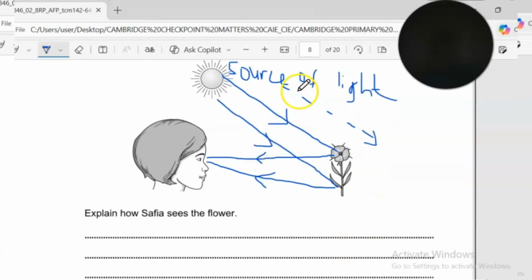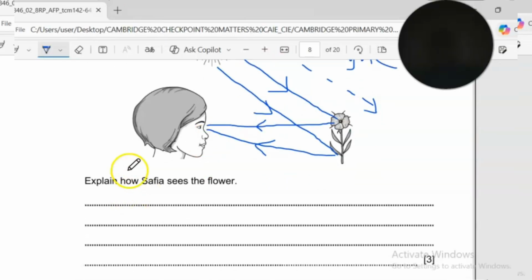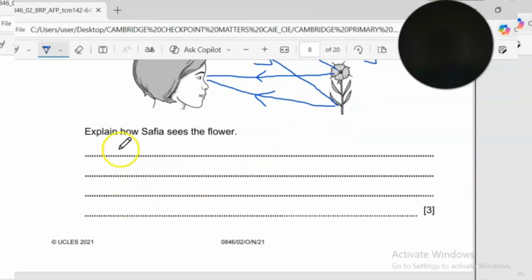Then if we were to explain using this model or illustration or analogy as used in science, how Sophia sees the flower, you will say light rays fall on the object, and the object in this case is the flower.